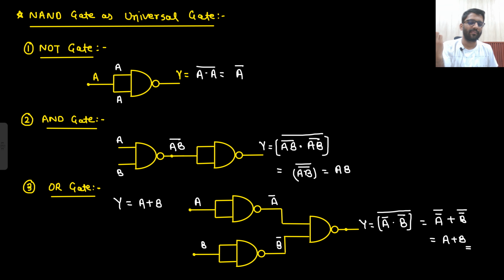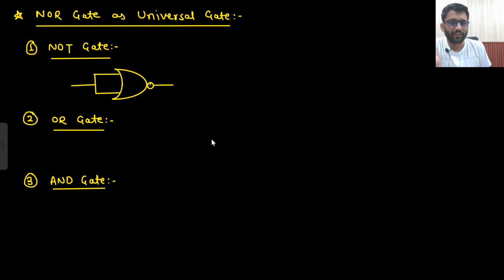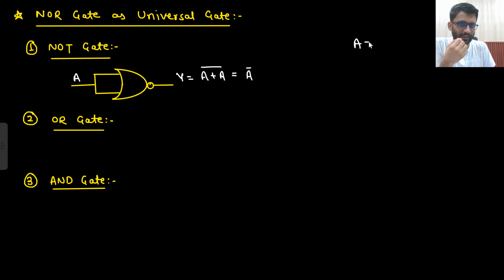Now let's see NOR gate as a universal gate. So what you need to do? You need to make an inverter. Inverter means NOT gate. So same thing I will do. Y is equal to A plus A bar, so you will get A bar. Now you need to make an OR gate. So how will you make an OR gate? Our target is to get A plus B. This is our target.